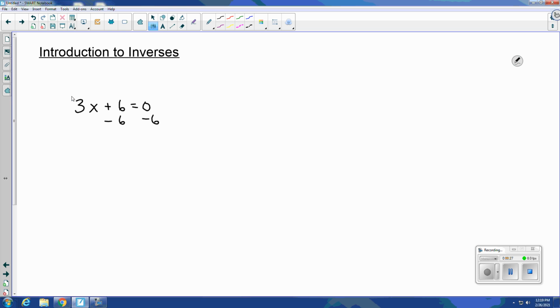And then when we have this times 3, we know we need to divide by 3. And that gets us our solution of -2. Why is -6 the inverse of plus 6? Or why is dividing by 3 the inverse of multiplying by 3?